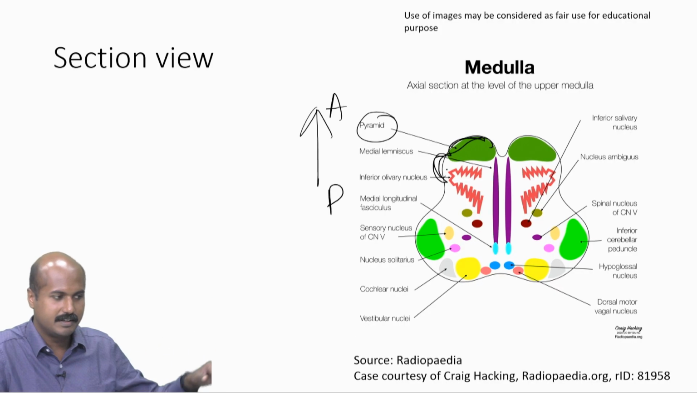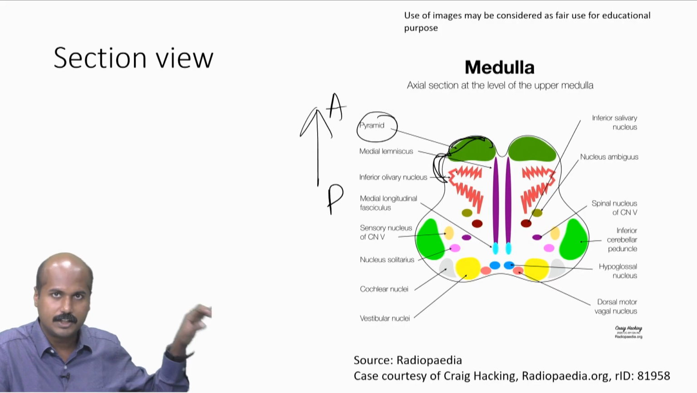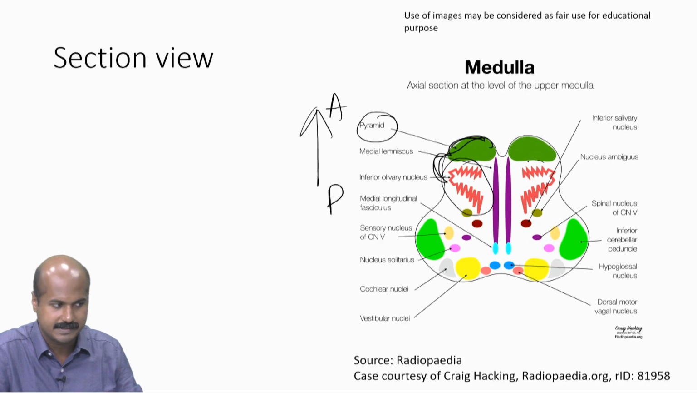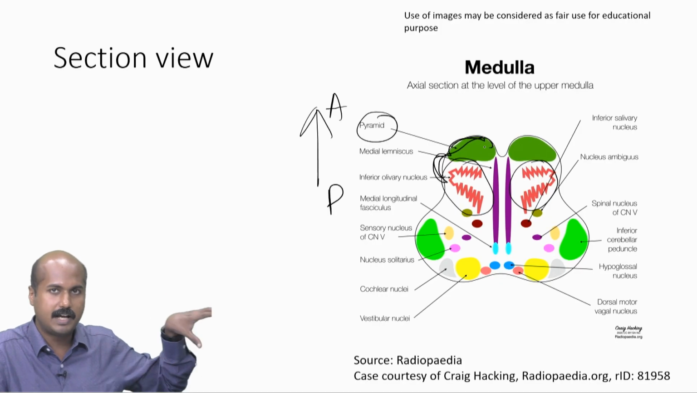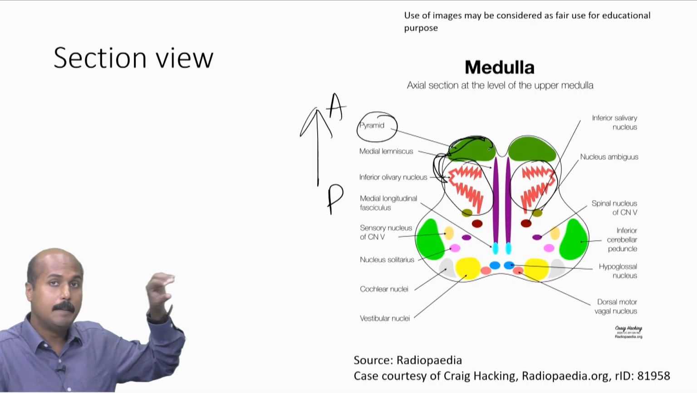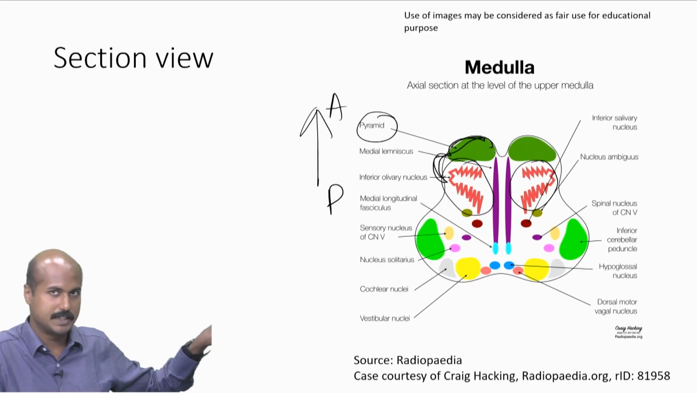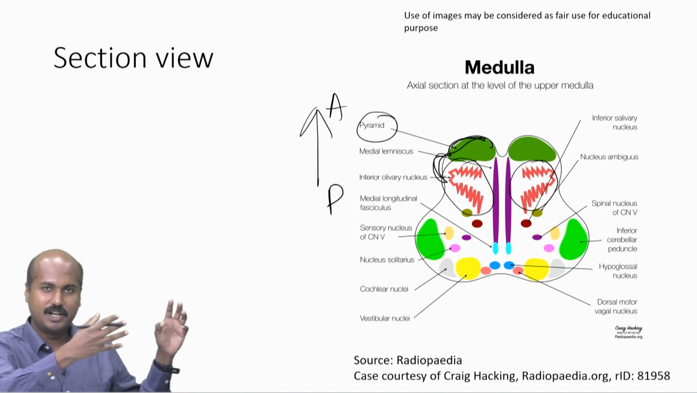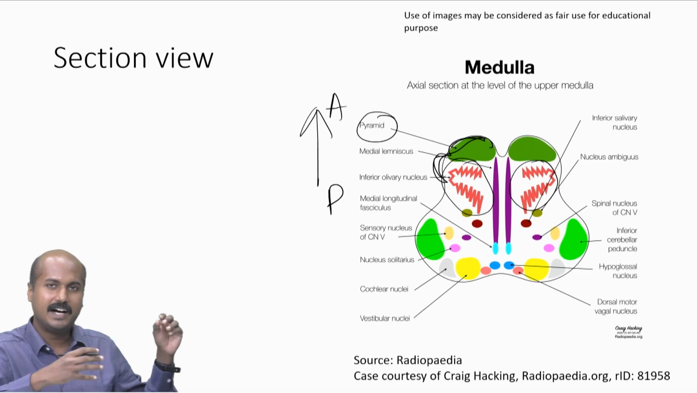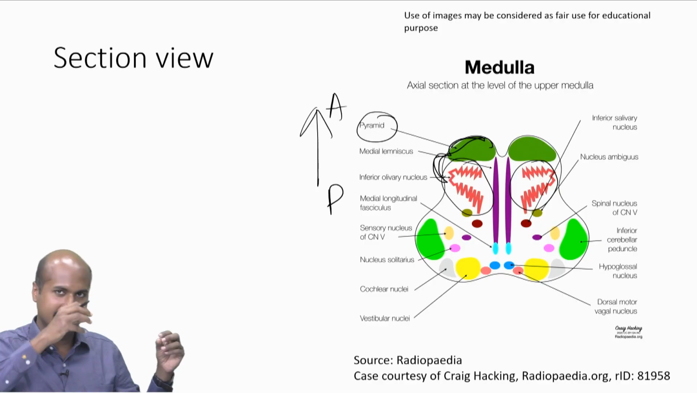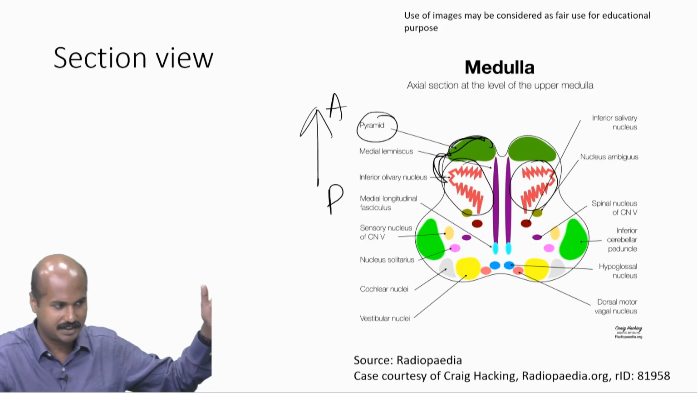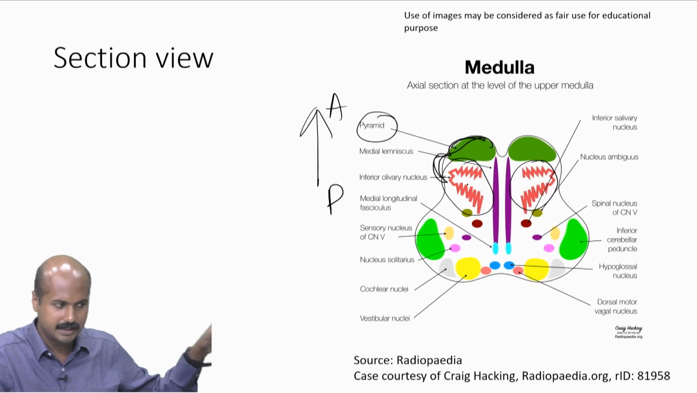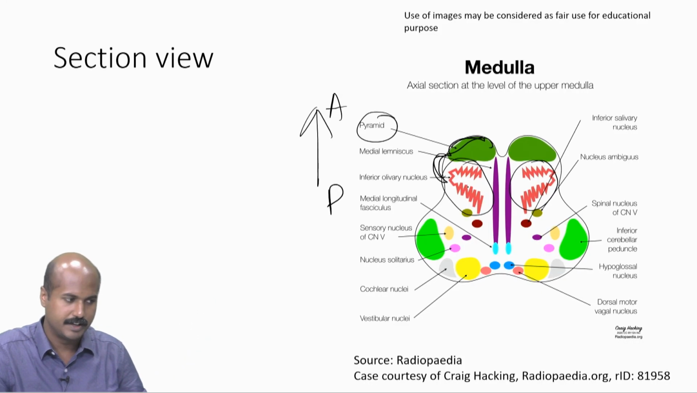That elevation is called the olive, and the olive is formed by this structure deep to it. It is called the inferior olivary nucleus. Okay. The pyramid is actually an elevation that is formed by the pyramidal tract that is deep to it. Okay. So, every elevation that you see on the outer aspect of the brain stem, there is a counterpart on the internal aspect that is causing that elevation. Okay. So, the pyramid is formed by the pyramidal tract, the olive is formed by the inferior olivary nucleus.